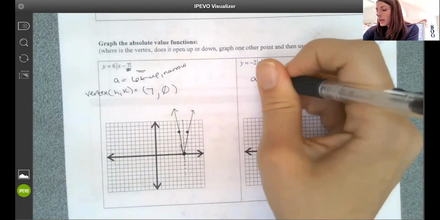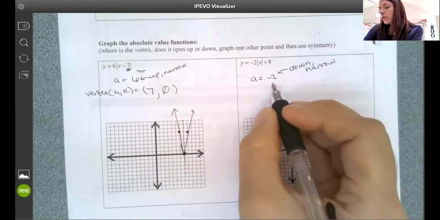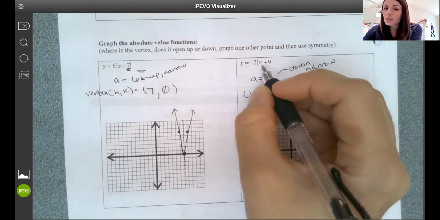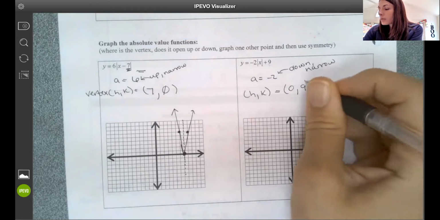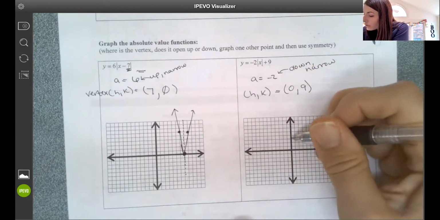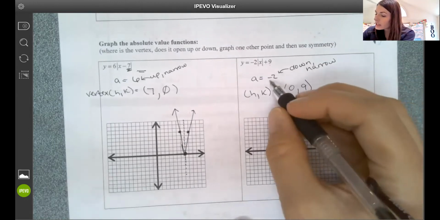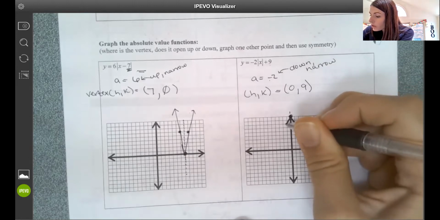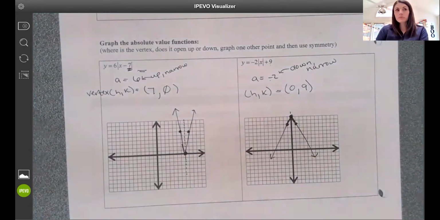On our next example, A is -2, which tells me it's going to open down and it's going to be a little more narrow because it's greater than 1. HK, in this one, there is no value inside the absolute value with X, so H is 0. K is 9, meaning I'm going 0, 9 for my vertex. I think that's all the way at the top here, yeah. And get another point using A, so go -2 over 1, and then symmetry around the vertex gives me a third point. Drawing each side of my V-shaped graph.